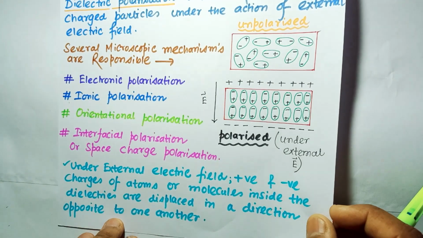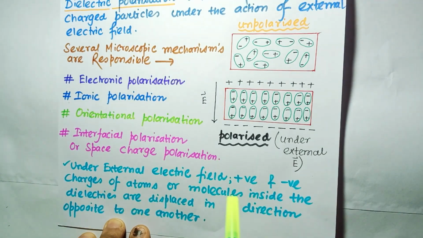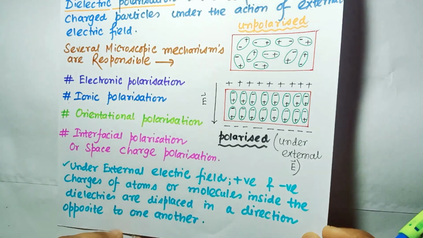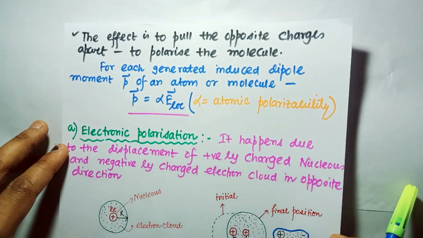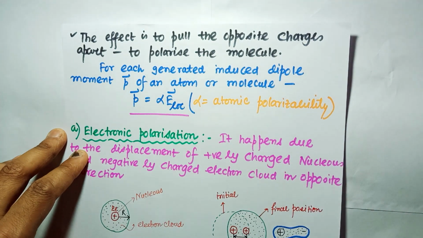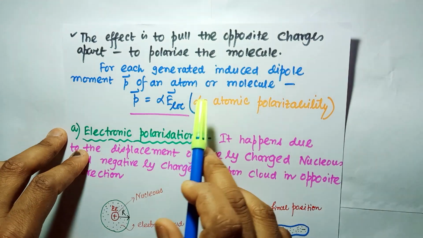I can write that under an external electric field, the positive and negative charges of atoms or molecules inside the dielectrics are displaced in directions opposite to one another. The electron will move in the opposite direction of the applied electric field, and the positive charge or nucleus will move in the direction of the applied electric field. So the centers of the charges will get separated, and this effect is to pull the opposite charges apart to polarize the molecule. So in this scenario the molecule will get polarized.